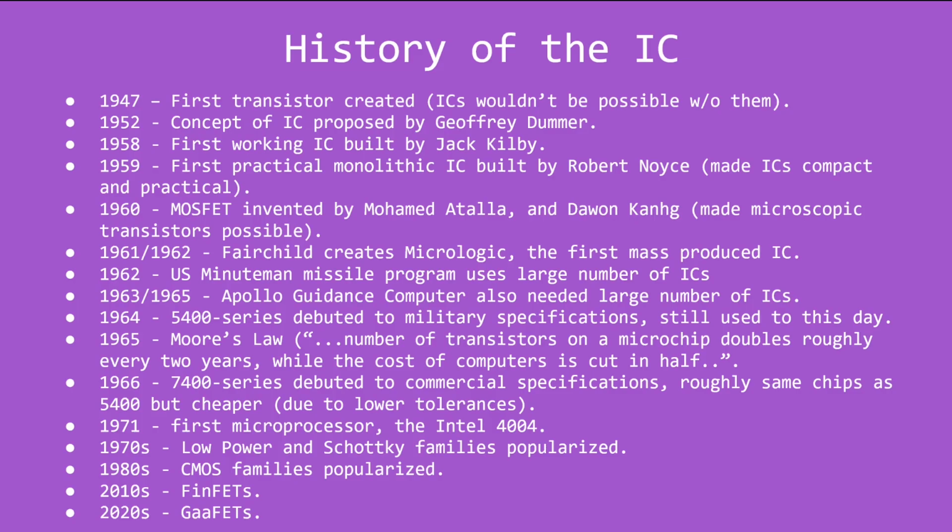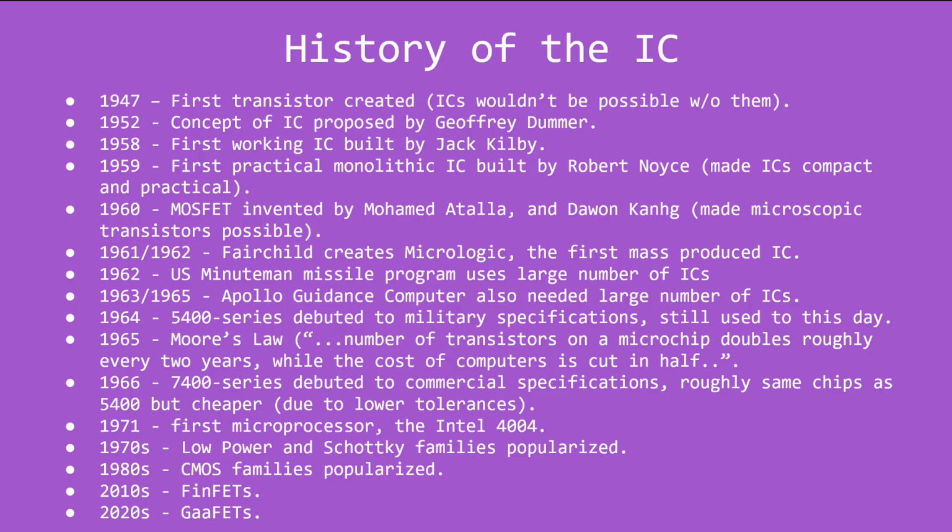The history of the IC started with the invention of the first transistor in 1947, and without that, ICs wouldn't be possible. The concept of the IC was first proposed by Geoffrey Dummer in 1952, and then 6 years later, in 1958, Jack Kilby built the first working IC. A year later, in 1959, Robert Noyce built the first practical monolithic IC, which made ICs both compact and practical. The year after that, in 1960, the MOSFET was invented, which made microscopic transistors possible. Fairchild came out with the Micrologic line that became the first mass-produced IC series.